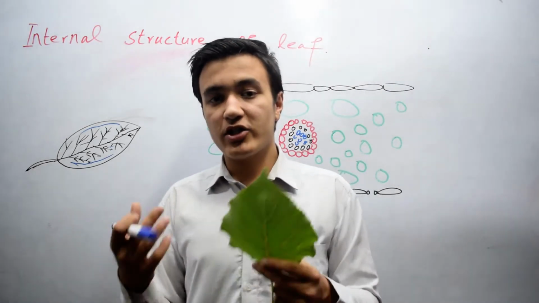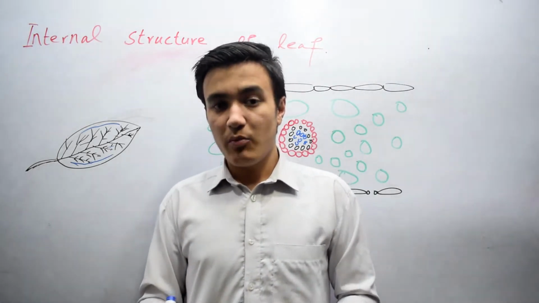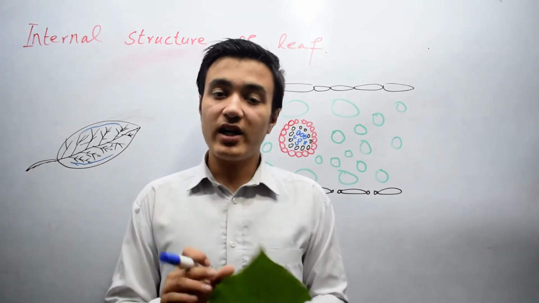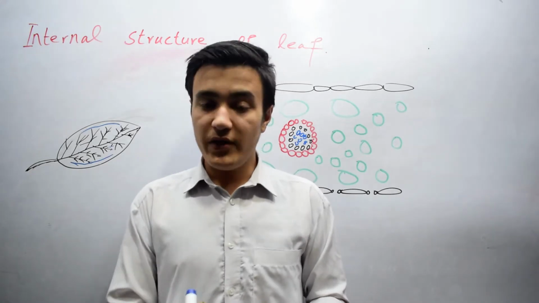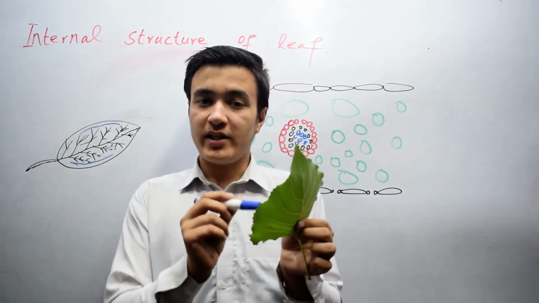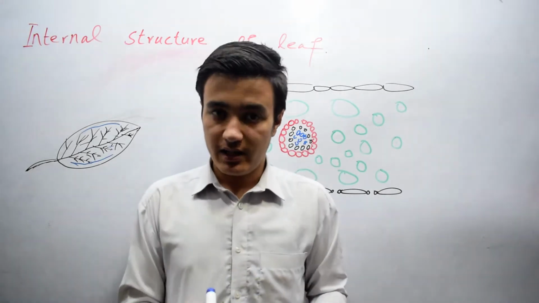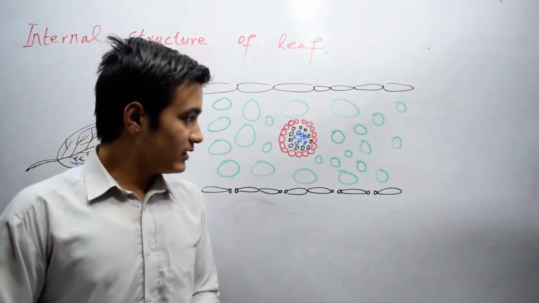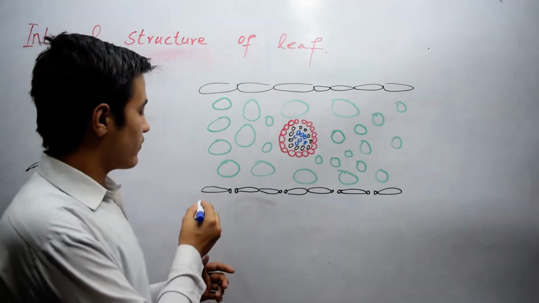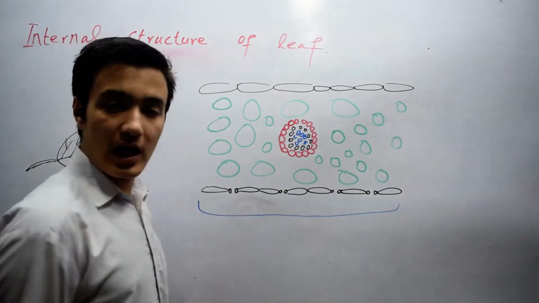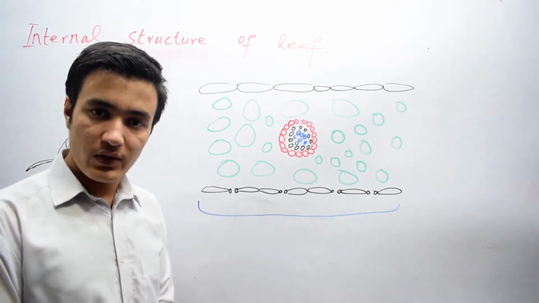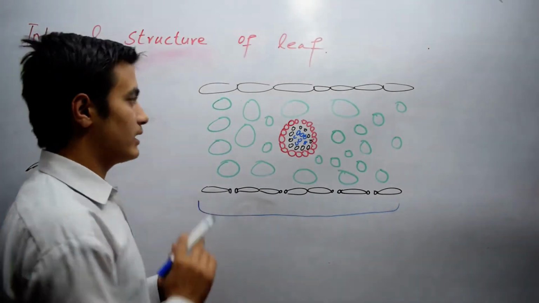So this is basically the external structure of the leaf. But today I am going to explain the internal structure of the leaf, that is, what is present inside this leaf. So let's start from the first. This is the general diagram of the internal structure of a leaf.